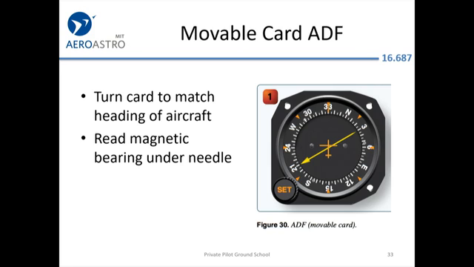All right, this was an exciting thing where you could actually turn the card on your ADF. So if you were heading northwest, a heading of 330, you would twist that, and then without having to think, you can see that you would have to fly roughly, with no wind, 210 to get to the station.